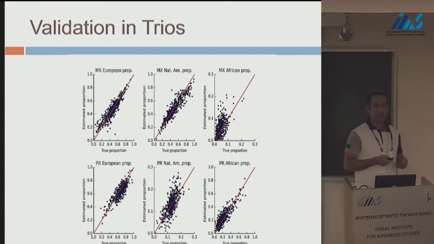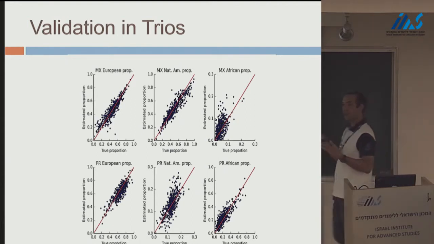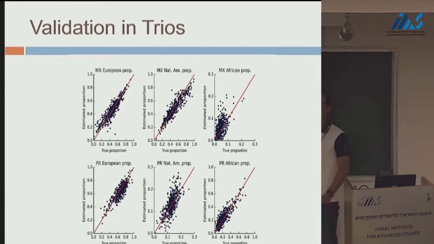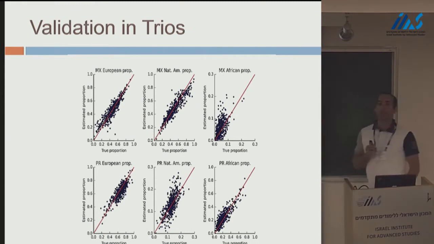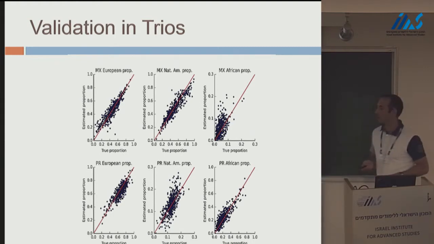So basically, we can run LAMP or admixture and figure out the ancestry of the parents and the ancestry of the children. And you see that it's basically on the same line. So we actually have a pretty good estimate of the ancestry of both parents. So we did it for the Latinos. The example before was for African Americans, but it also works for Latinos.